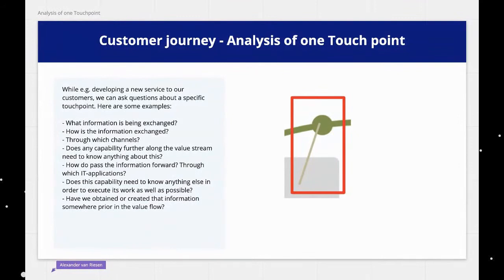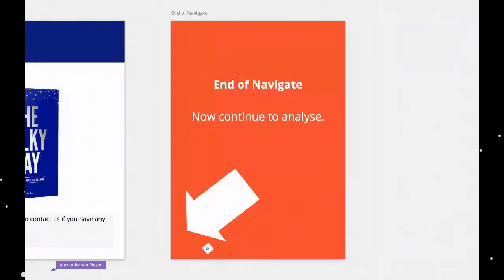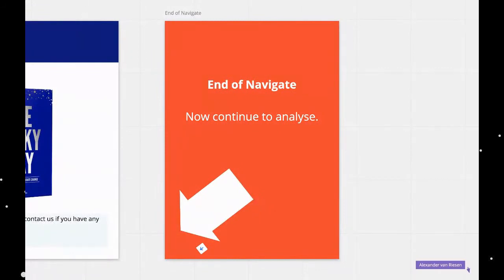Customer journey and analysis of touch points is also a very good analysis to do. So these were a few of those overlays that we have in the template. And if you want to find more, there are also more in the book. These are just examples of different ones you can do and see what works for you. What makes sense? What do you need to look at? The more we look at the map from different perspectives, the more we learn. So that was the end of navigate.